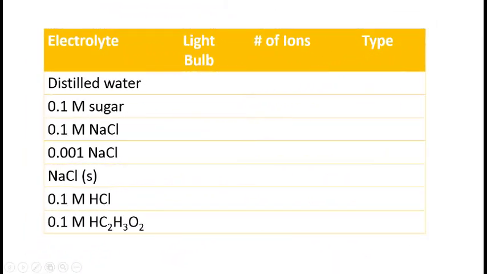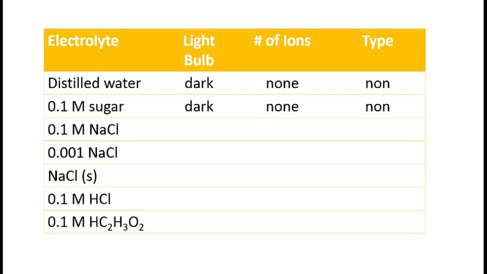Let's look at the results of our experiment. We tested the electrolytic properties of 8 materials, which appear in the first column of the table. The experimental result was the brightness of the bulb. We can then infer the number of ions present and the type of electrolyte. We already knew that with only distilled water present, the bulb was dark. This tells us there were no ions present. Water is a non-electrolyte.